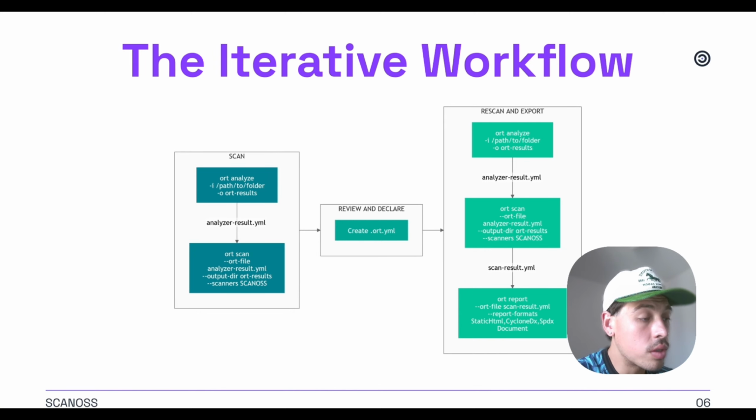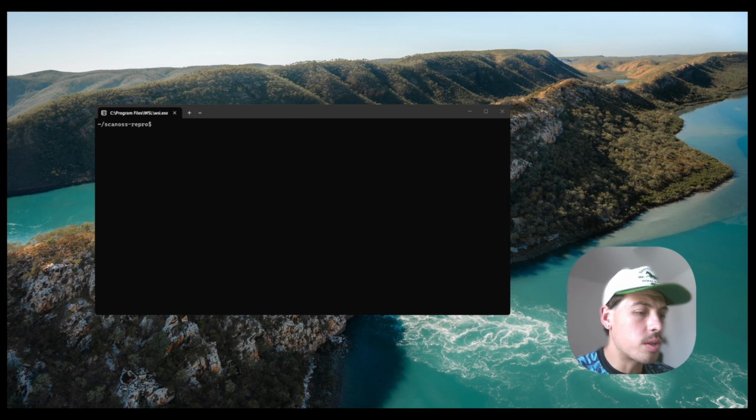And then you review the results, make decisions on what's valid, false positives, or what should be excluded. Record these decisions in your .ort.yml file as your source of truth, and then rerun the analyze and the scan with those decisions applied.